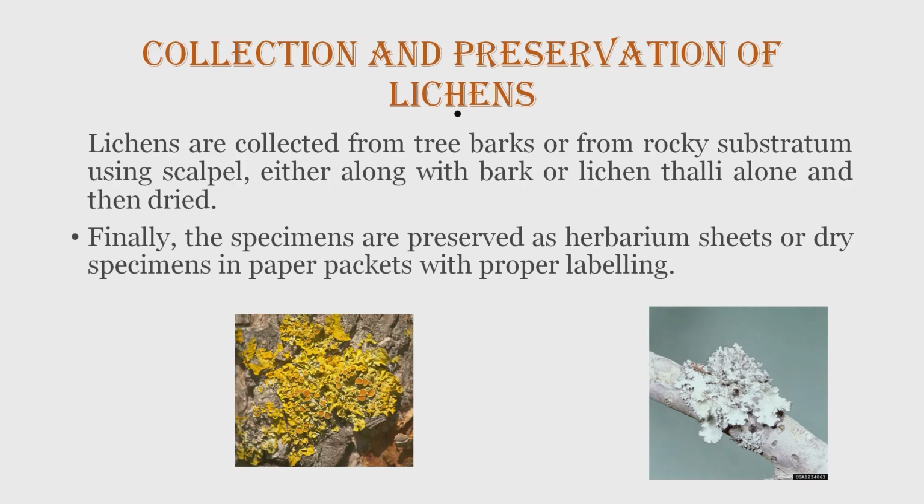Next is lichens. We know that lichens grow on the surface of bark of trees, or on rock areas and crevices. So lichens are collected from tree barks or from rock substratum using a scalpel, either from the bark, or they can also be collected along with the thalli and dried. The specimens can be preserved as herbarium sheets, or these lichen specimens could be stored in paper pockets with proper labeling.